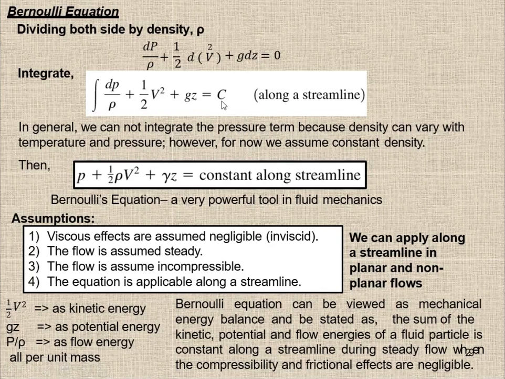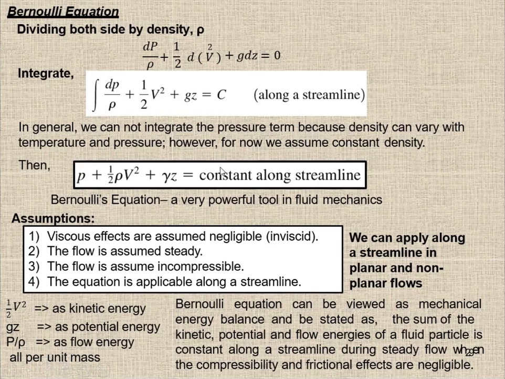Then you will be able to apply the Bernoulli equation at a particular cross section, because in pipe flow and similar problems, we apply the Bernoulli equation at a particular cross section, and at one cross section there are millions of streamlines passing through. If each streamline has a different constant, we cannot apply the Bernoulli equation. But if all the streamlines have the same constant, that means we can apply the Bernoulli equation at that point.